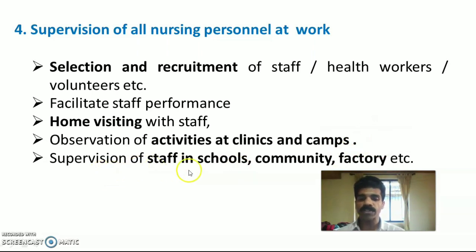The last one is supervision of staff in the school health program, other community health services and occupational health services, or factory health services or industry nursing services, etc. So supervision of staff in school health services, supervision of staff in rendering various community programs in the community, and supervision of staff who do occupational health nursing, factory nursing or industrial nursing, etc. So these are the important functions under supervision of all nursing personnel at work, both in health centers and in the field.